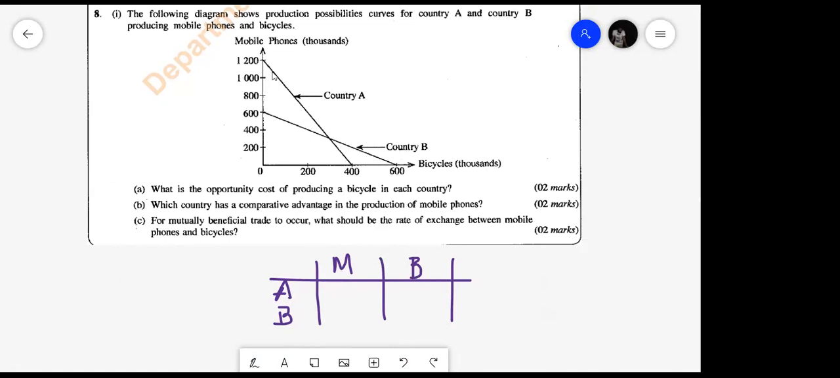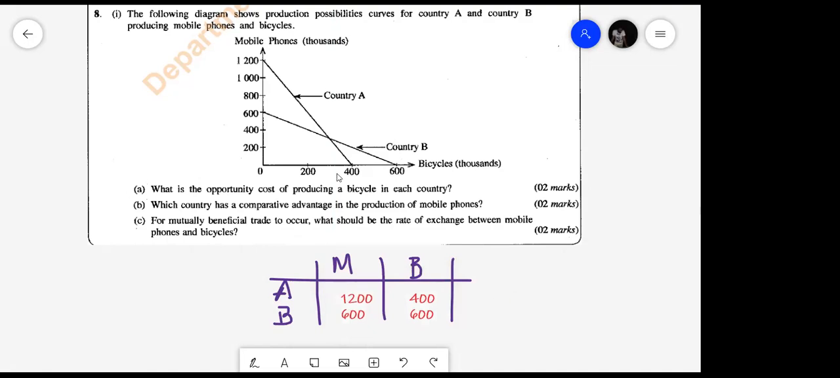Now, country A, how much of mobile phones can they make? 1,200 is the output data, right? So 1,200 mobile phones. If you look at bicycles, if they don't produce any mobile phones, then they can produce 400 bicycles. You look at country B, they can produce 600 and 600. Once you have done this, this is a normal calculation that you'll get every single year in an MCQ. We discussed all of that, right?